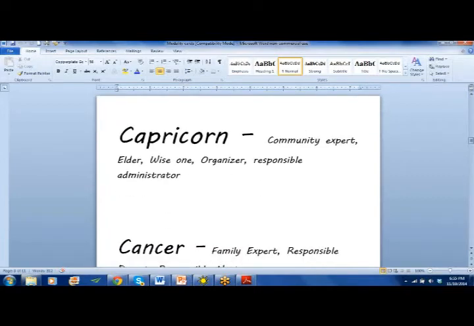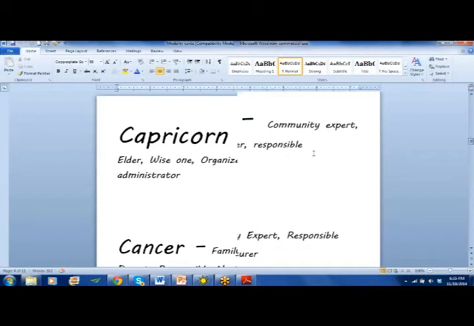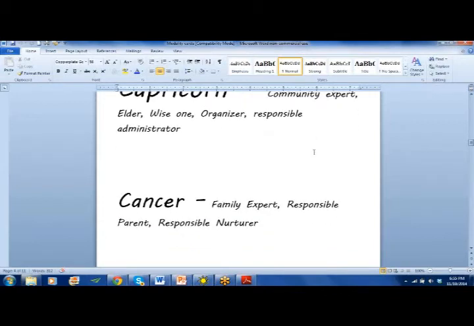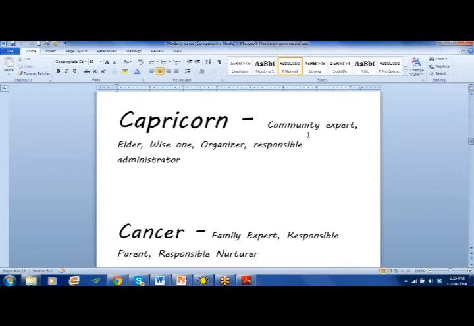And then we look at each of them as an expert. Capricorn is the community expert, the elder, the wise one, the organizer, the responsible administrator, the one who is going to be the mayor of the town, the tribal leader, part of the council of elders, somebody who will take a leading role in what it takes to administrate or to manage a tribe, a community, a domain.